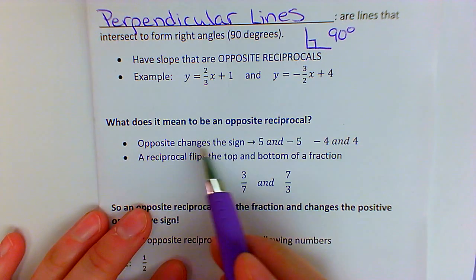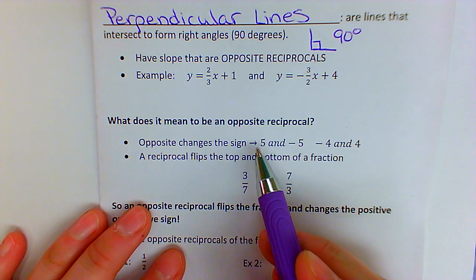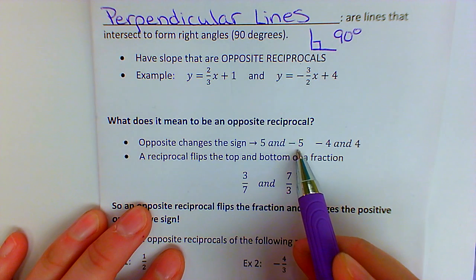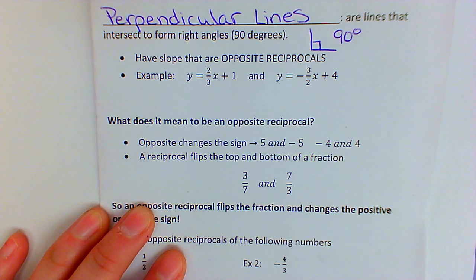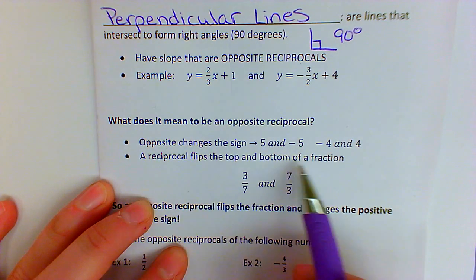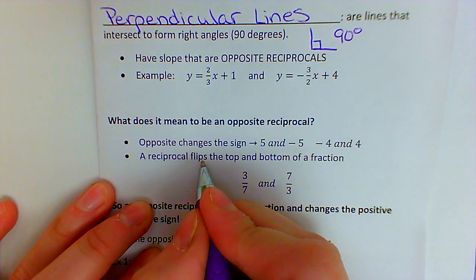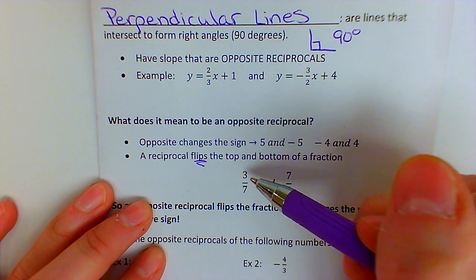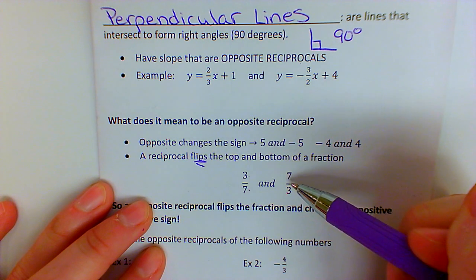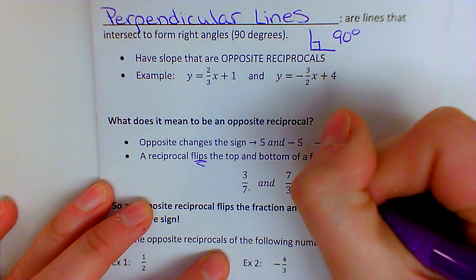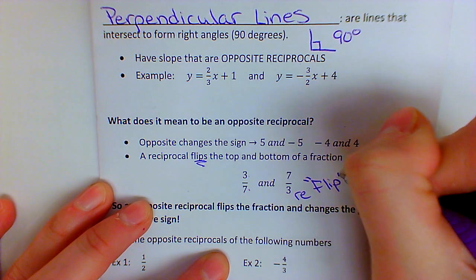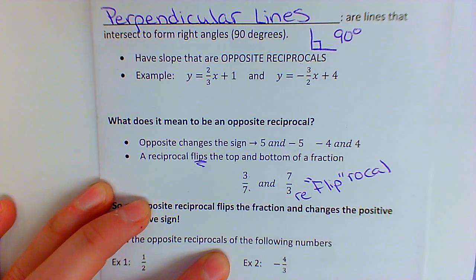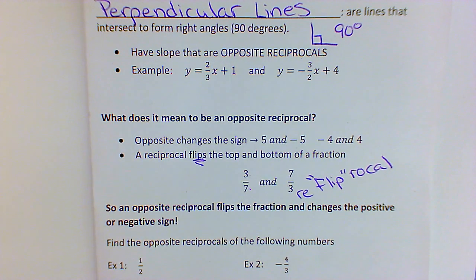To be an opposite, that changes your sign. So like if you have a +5, the opposite of that is a -5. Or if you have a -4, the opposite of that is a +4. Now the reciprocal part flips the top and the bottom of a fraction. So for example, if I have 3/7, the reciprocal is 7/3. And I like to think of that as a re-flip-rical. Reciprocal, that means you flip the fraction.